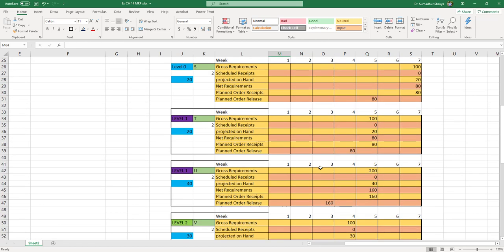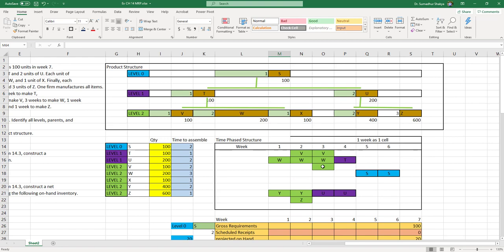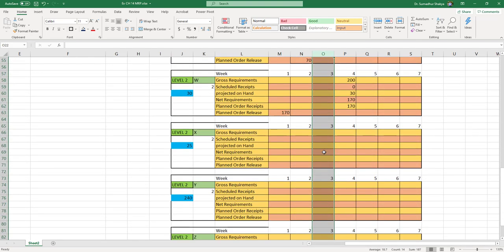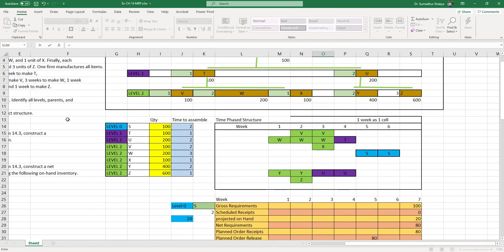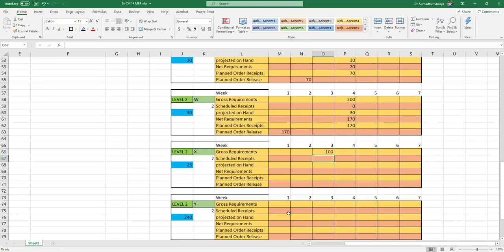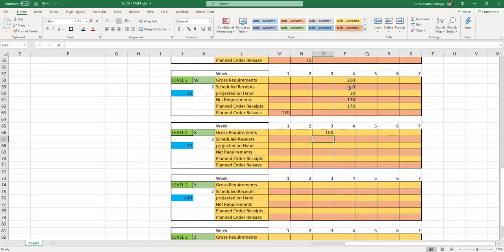Similarly, for X, needs to be done in week 3. So I'll highlight that column so that I don't lose track of it. So I need X. How many X do I need? I need 100 units, and everything else will remain the same.